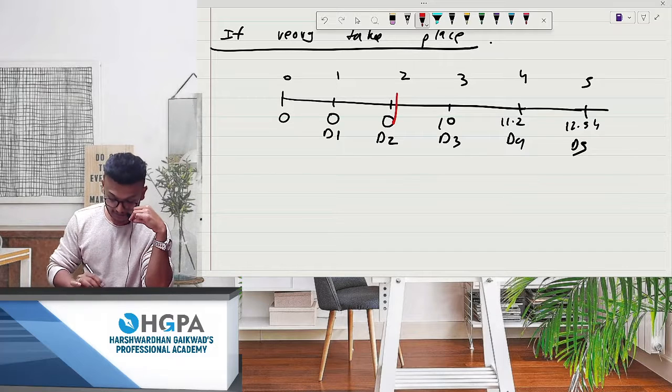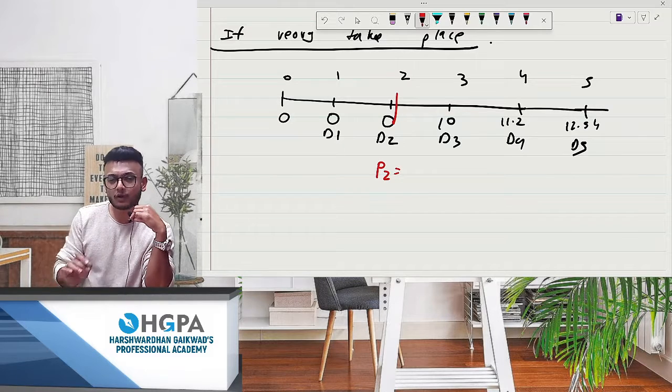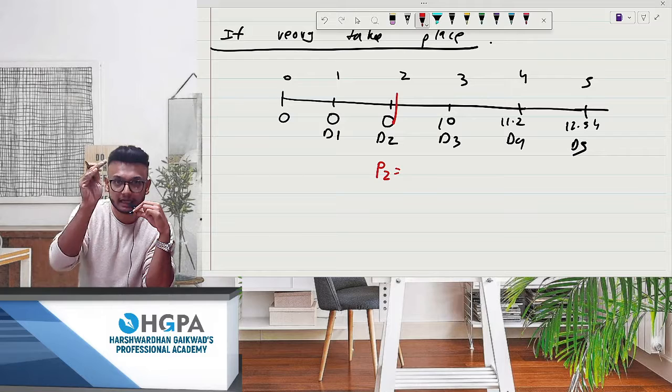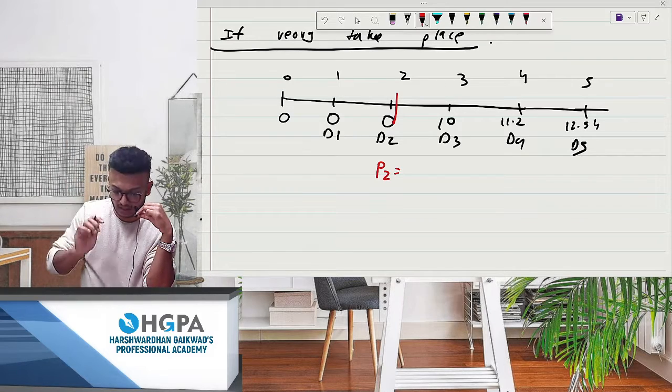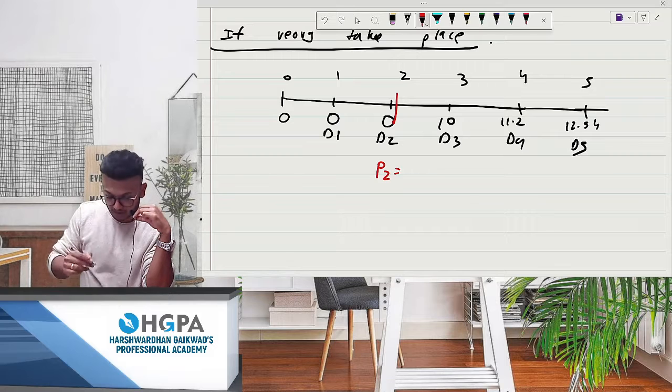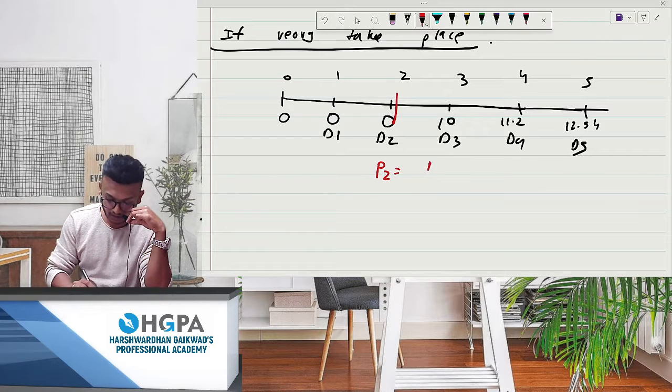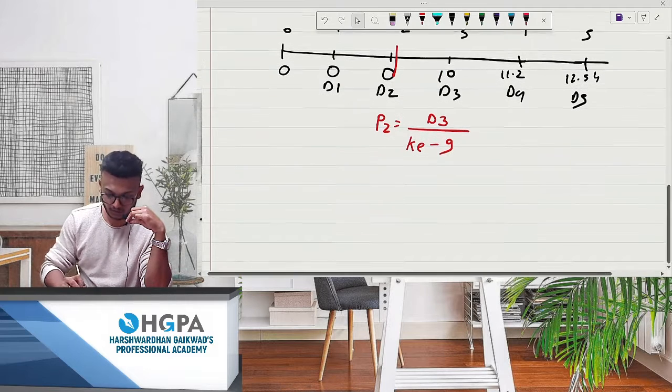Now understand this. I need to compute the price at the end of year 2. How will I compute the price? What's my simple formula for P0? D1 upon KE minus G. D1 stands for expected dividend in the next year. So what is the expected dividend in the next year? Like dividend 3. So this is the formula: D3 upon KE minus G. Okay. Do you agree with this?